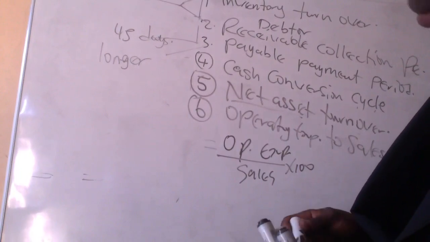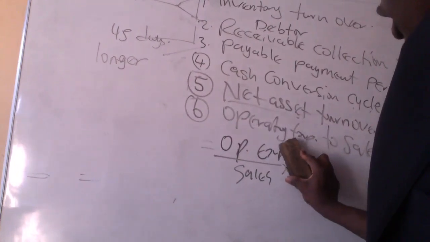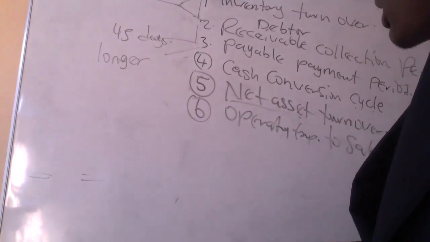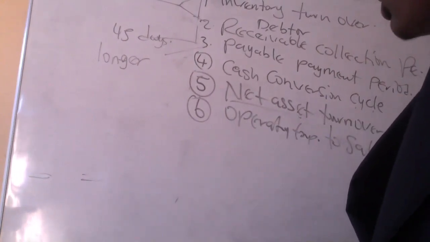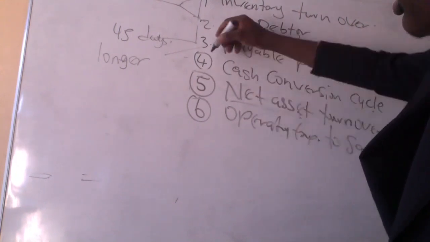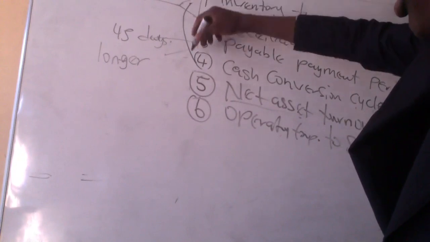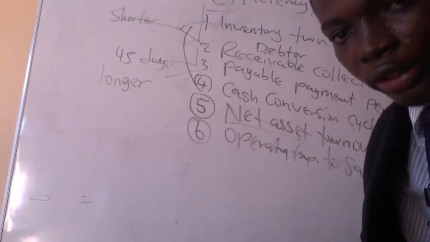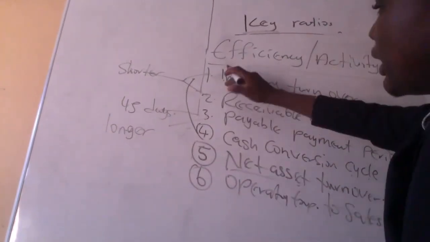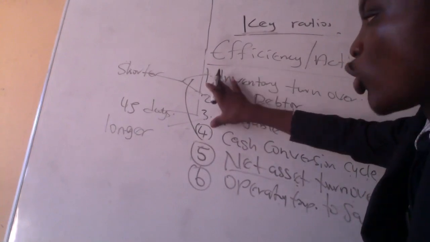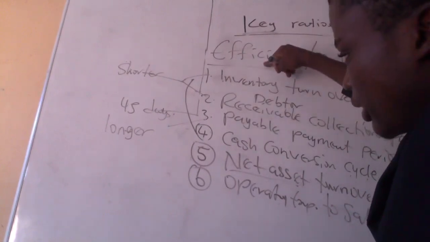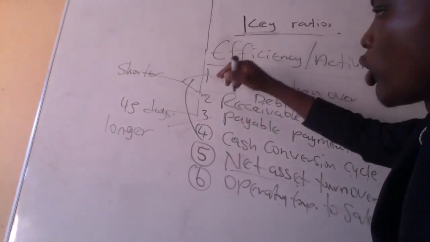Good. Basically, I am done with the efficiency ratios. We said that efficiency talks about how you utilize your resources well to generate enough cash and then sales. So this is the cash aspect. Up to here, 1, 2, 3, 4, all of this you can also see under liquidity, because it talks about how you generate cash, and it's under efficiency. Good. And then we also talk about sales.